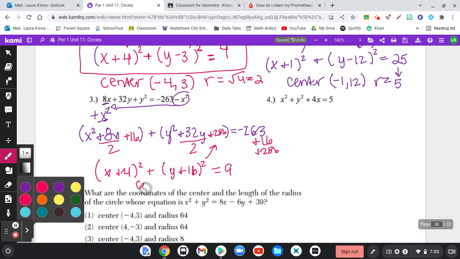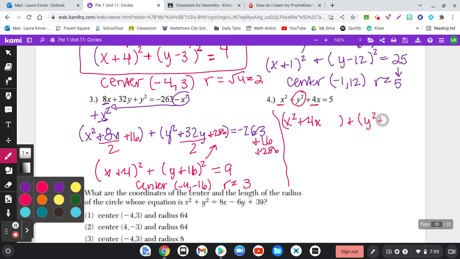So your center is negative 4, negative 16, and your radius is the square root of 9, which is 3. All right, last one. All your x's and y's are on the left and your constants on the right, so we're ready to go. I've got my x squared and my 4x. So I'm going to group, leave a space, plus I just have a y squared there. So that would be like y squared plus 0.